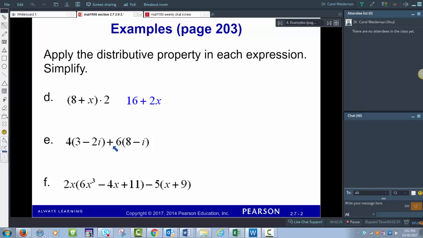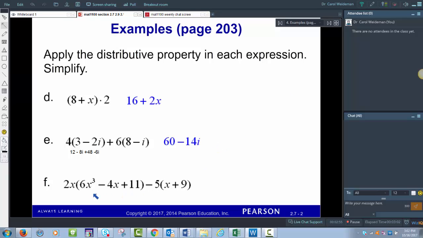Here we're going to distribute and then combine like terms. So if we go down below here and we distribute first, what do we get? We get 12, and then we're going to have minus 8i. And then on the second part, we're going to get plus 48 minus 6i. Alright, and then we want to go ahead and combine like terms, so we're going to have two constants here, so we're going to end up with 60 minus 14i.